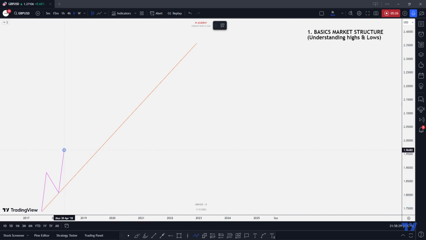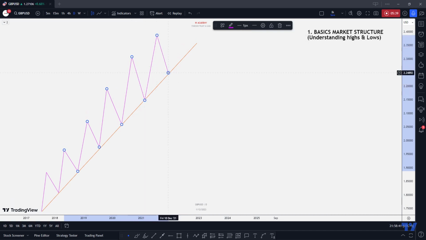We have price creating these highs and lows, creating this high, creating this low, creating another high, another low, another high, another low, another high, and another low. This is a form of market structure, and in this way we can clearly see that price is creating highs and lows, which indicates to us that the market is actually trending.